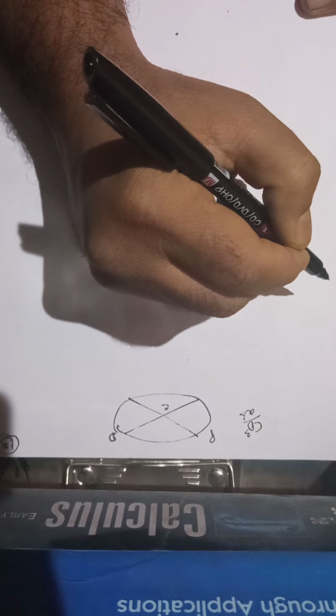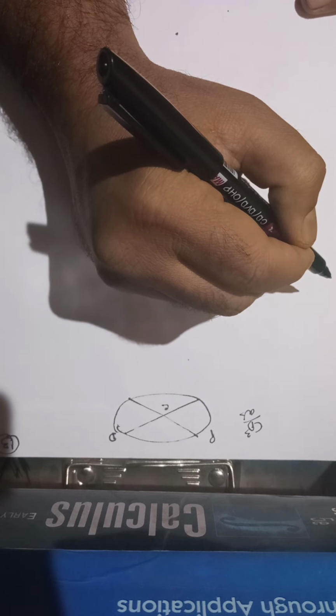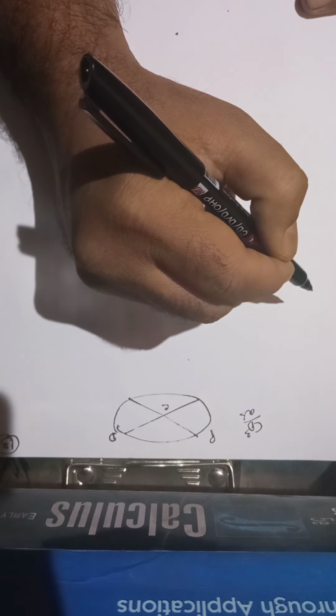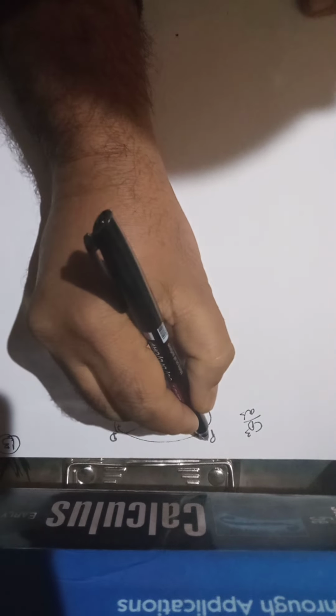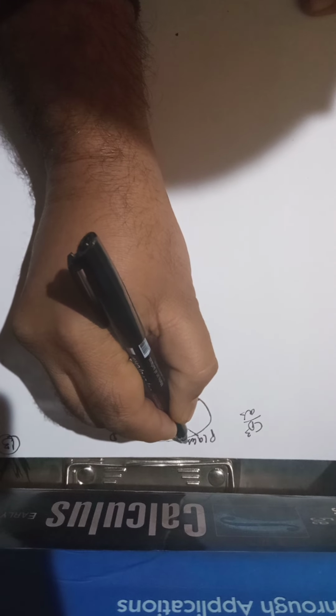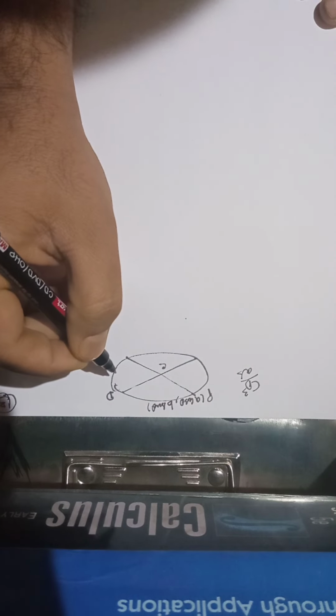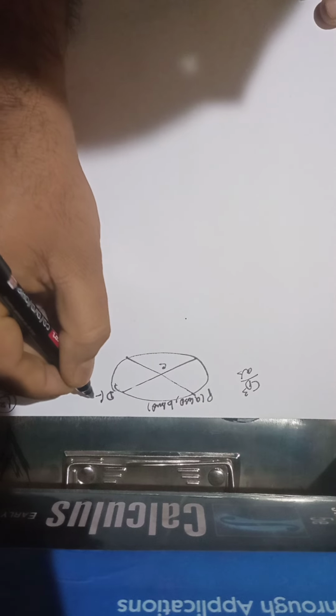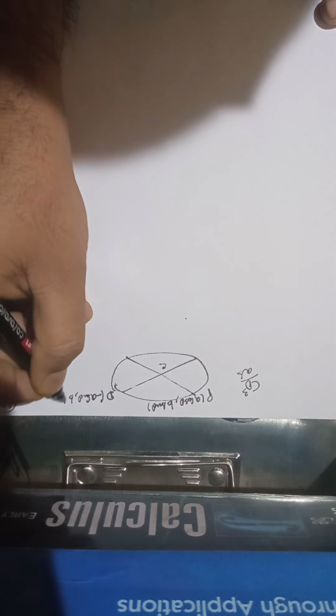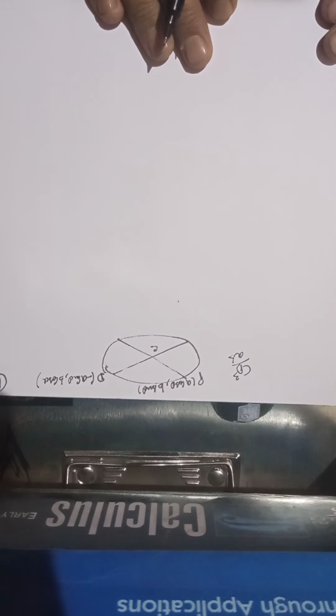We know that the extremities of a pair of conjugate diameters of an ellipse are given by P as A cos theta, B sin theta, and D as minus A sin theta, B cos theta. Now let me first find the radius of curvature at point P.